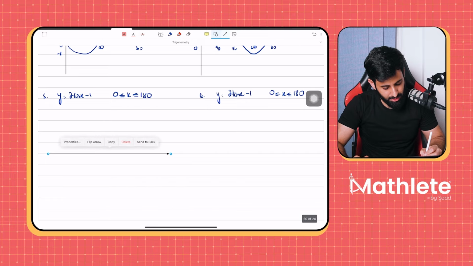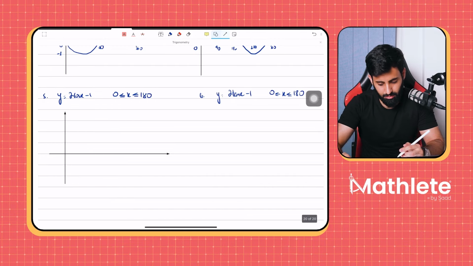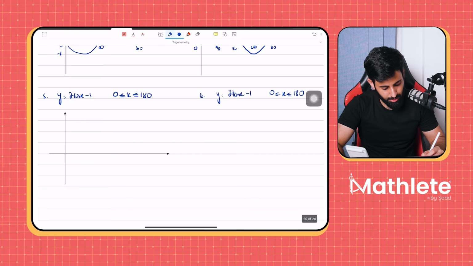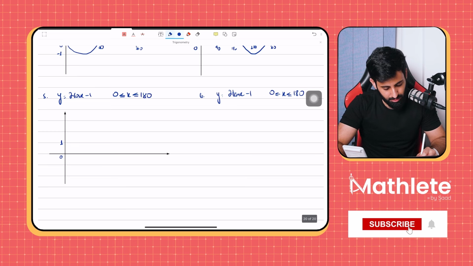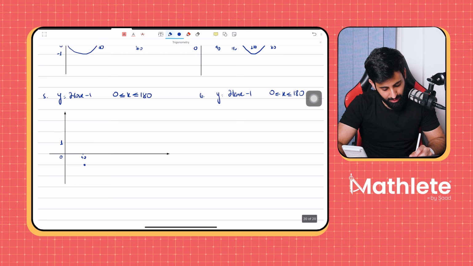So when you're doing 2 cos x minus 1, let me first find out the values. Start should be 0, end should be 180 and step should be 90. So here's what I'm looking at. At 0, it's 1. And at 90, it's minus 1. And at 180, it's minus 3.